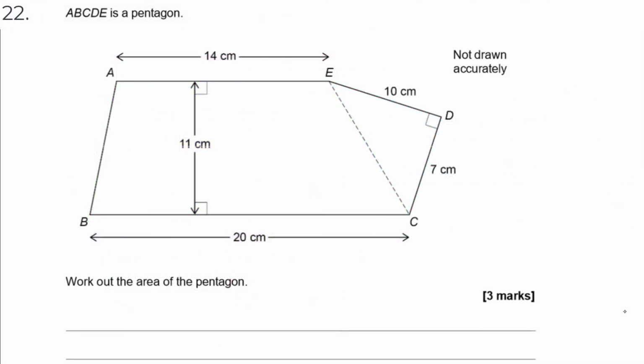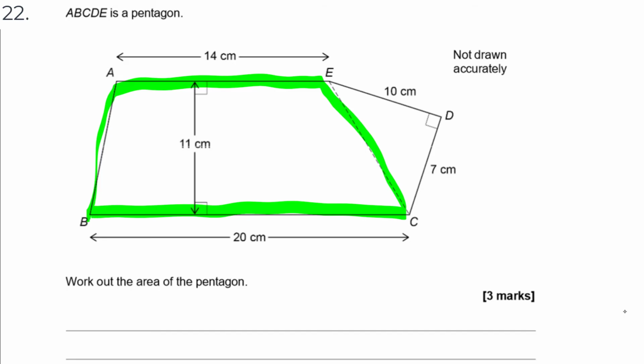Question 5, ABCDE is a pentagon. Yes, it is. Work out the area of the pentagon. Well, you can consider this pentagon to be made up of 2 shapes. You've got a trapezium part here, which I know how to work out the area of, and a triangular part here. It's a right angle triangle, so I should be able to work out the area of that too. Okay, so I'm going to call this one area 1, and this one area 2.